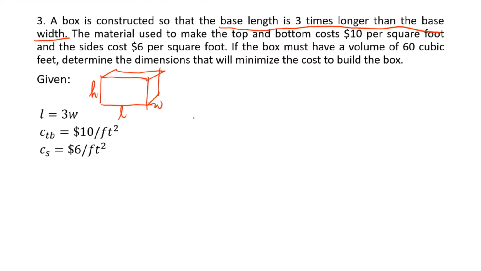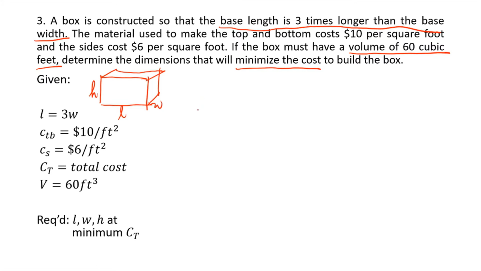Okay, so we're dealing with costs, and the problem wants to minimize the cost. So let's define the total cost for building the box as C sub T, and then we also have the volume. It's fixed at 60 cubic feet. Then we are asked to determine the dimensions. That's the length, the width, and the height. That will minimize the cost. So required is L, W, and H at minimum C sub T. Okay, so we want the minimum possible cost.